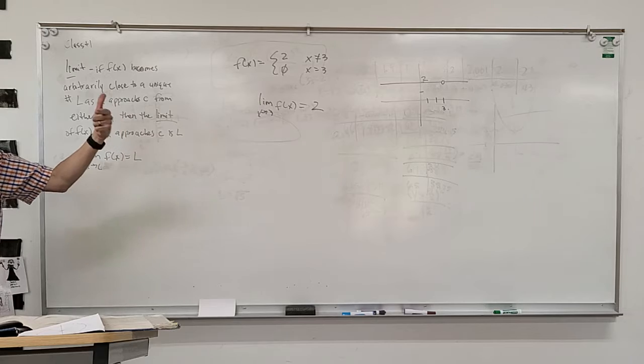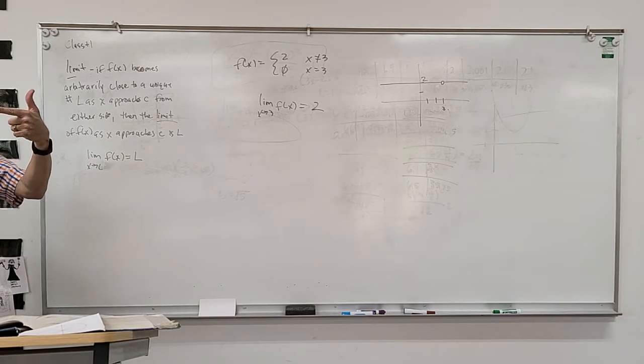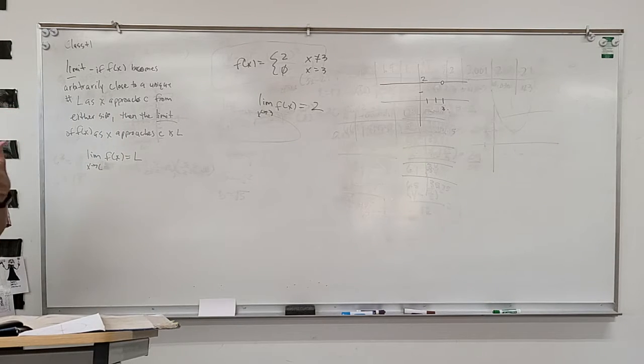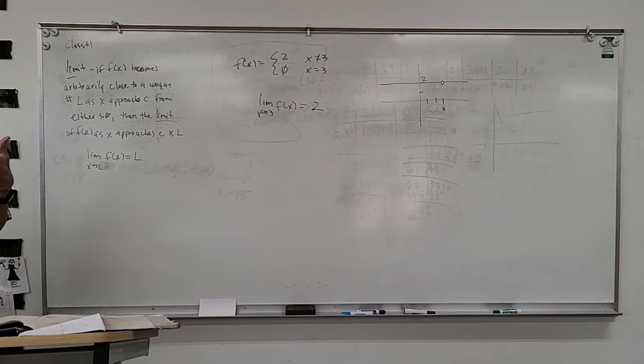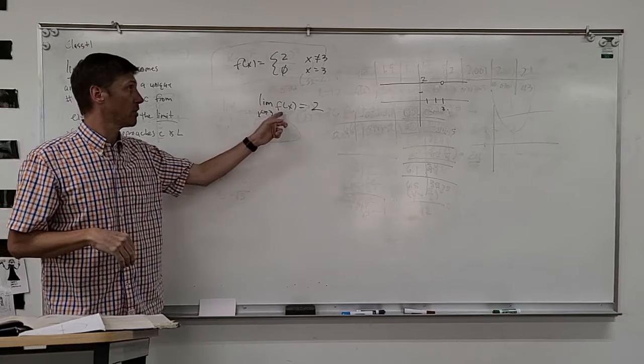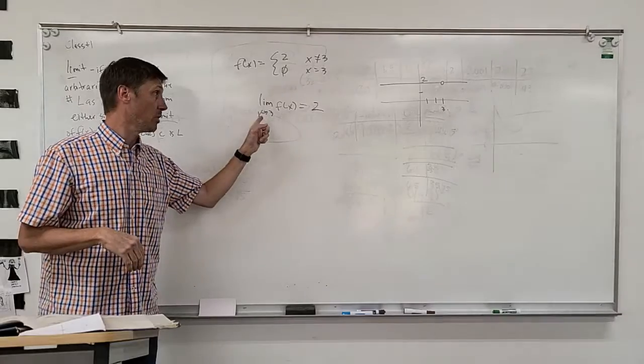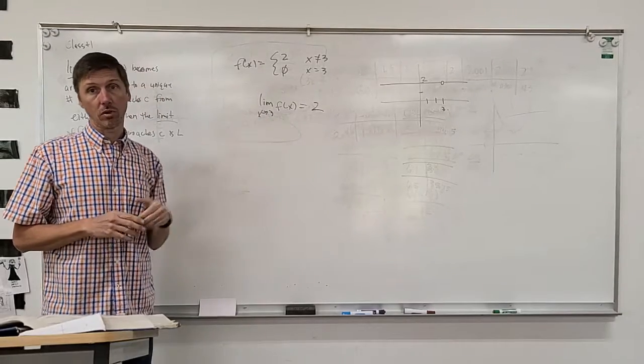So the limit, what point is it converging on? Well, it's converging on a value of 2, even though the actual value of the function at x equals 3 is 0. We didn't ask for what's the value when x equals 3. We asked for what's the limit as x approaches 3.